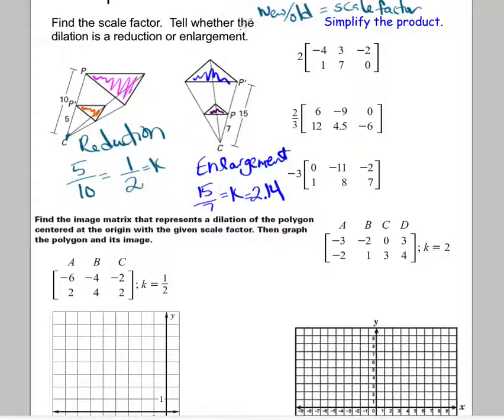So in the first one, we're doubling everything. So for the product, we want to double every number in that matrix. So it would be -8, 6, and -4, just doubling everything. Doubling everything in the bottom row is 2, 14, and 0. And so that would be the new matrix.